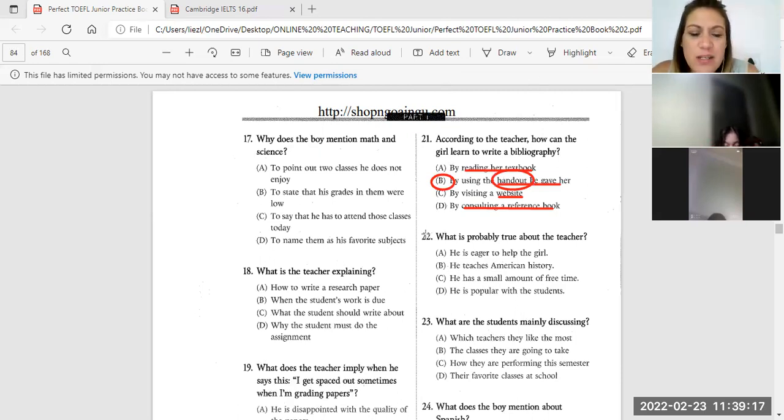Number 22. Can you read number 22 for me? What is probably true about the teacher? Okay. He's eager to help the girl. He teaches American history. He has a small amount of free time. He's probably popular with the students. What does eager mean? He is eager to help the girl. What does the word eager mean? Eager and popular. What does eager mean?